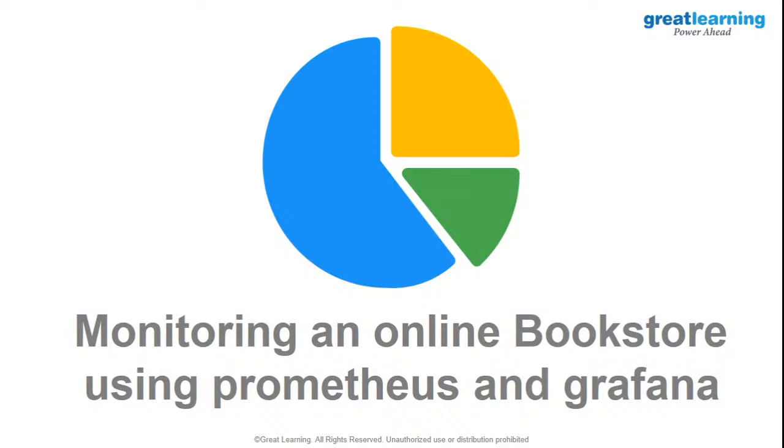So, guys, today's topic is monitoring an online bookstore using Prometheus and Grafana. What we will be doing is monitoring an online website that we will launch by ourselves using some monitoring tools like Prometheus and Grafana.